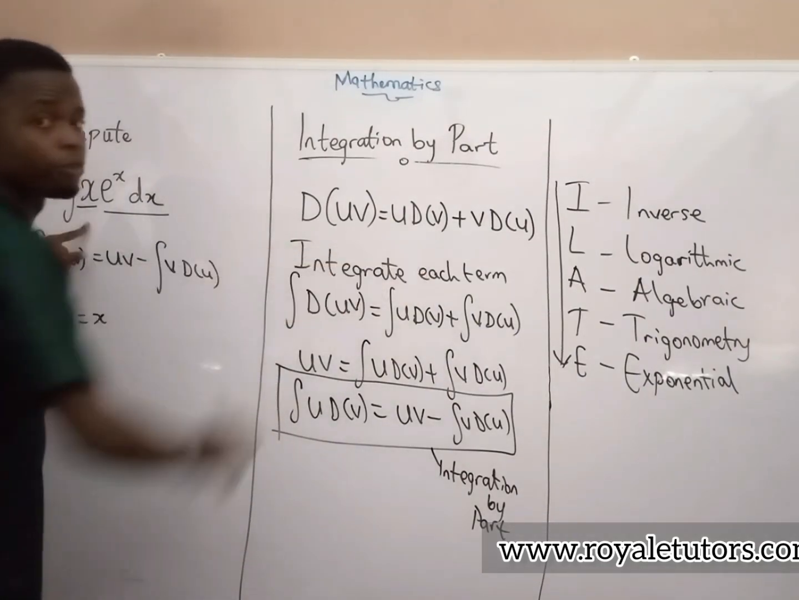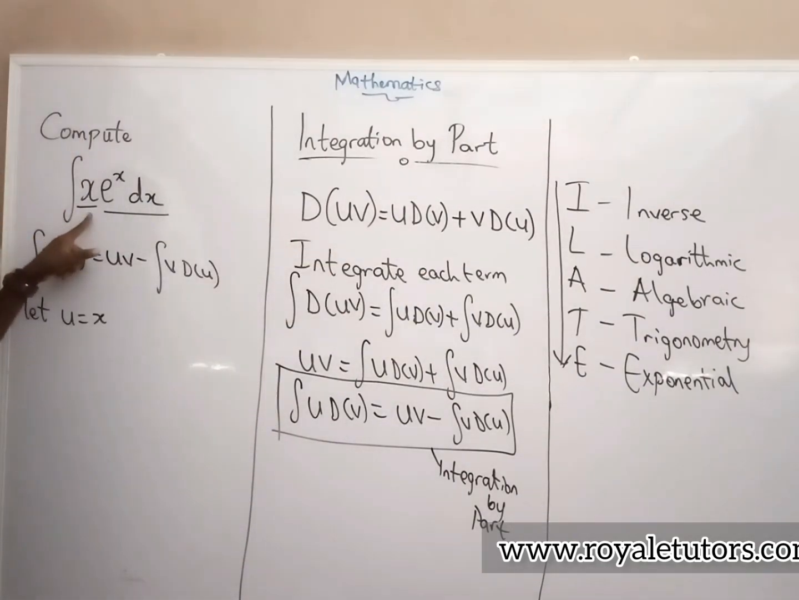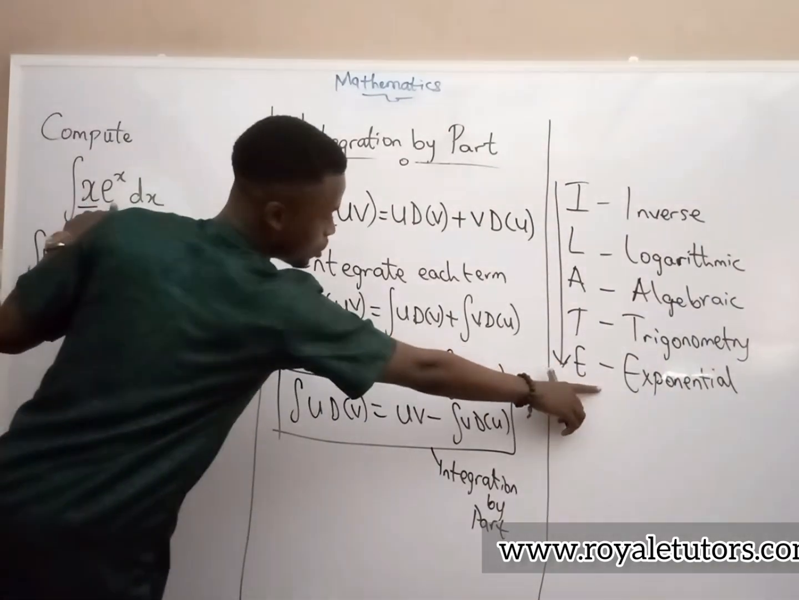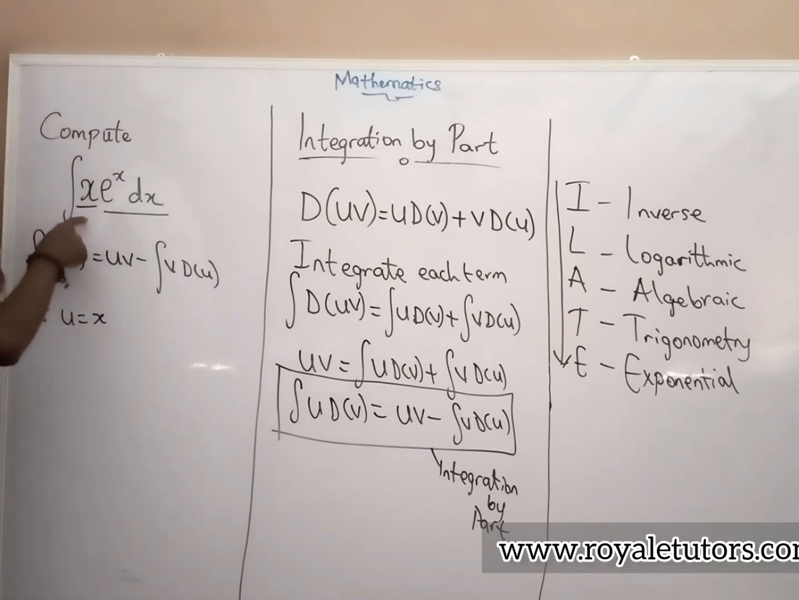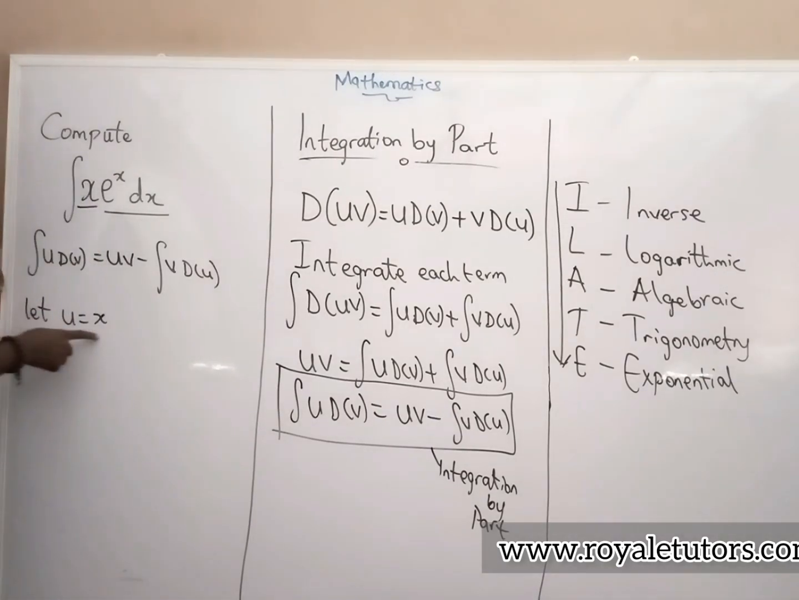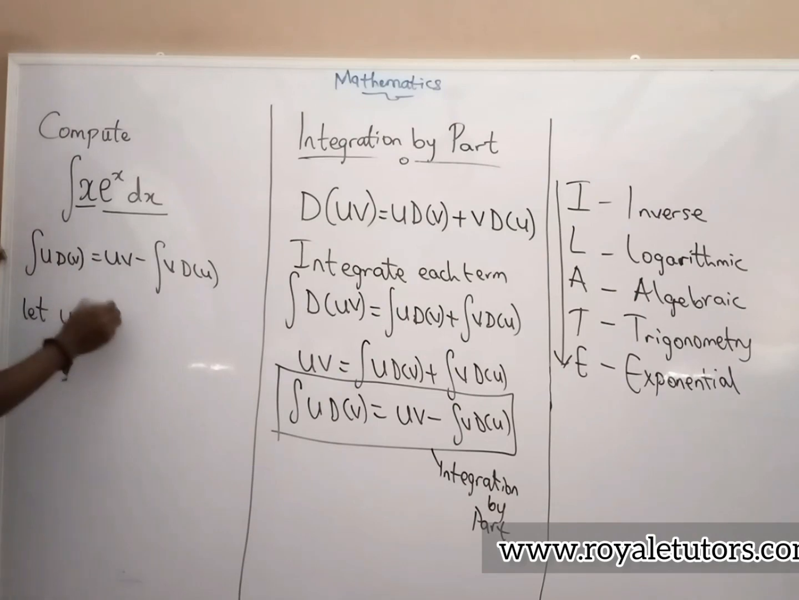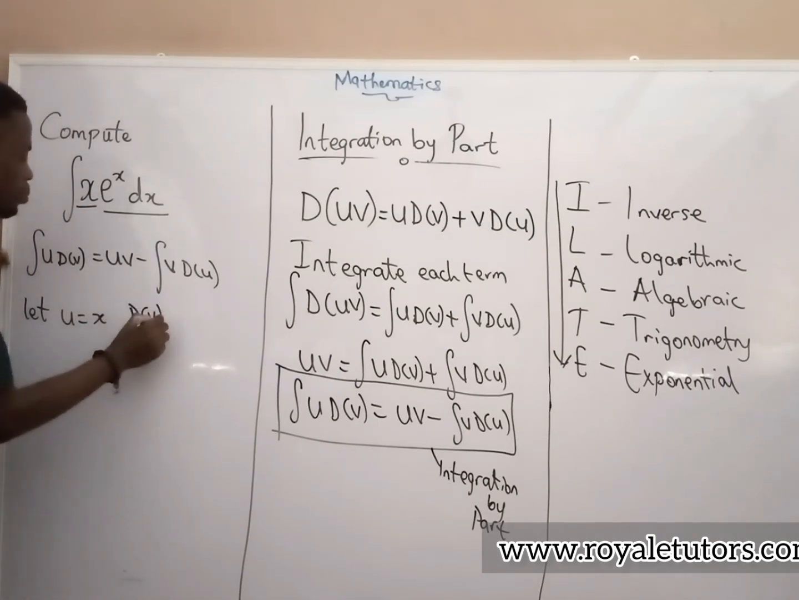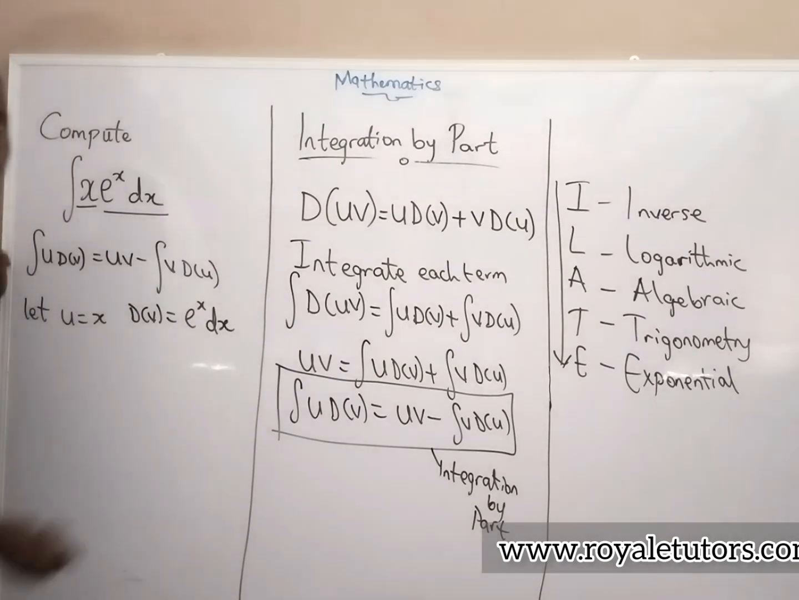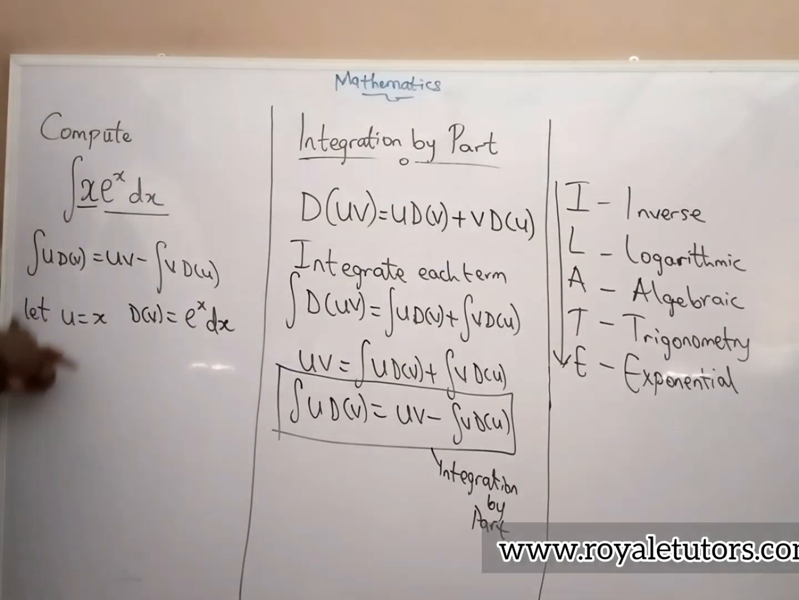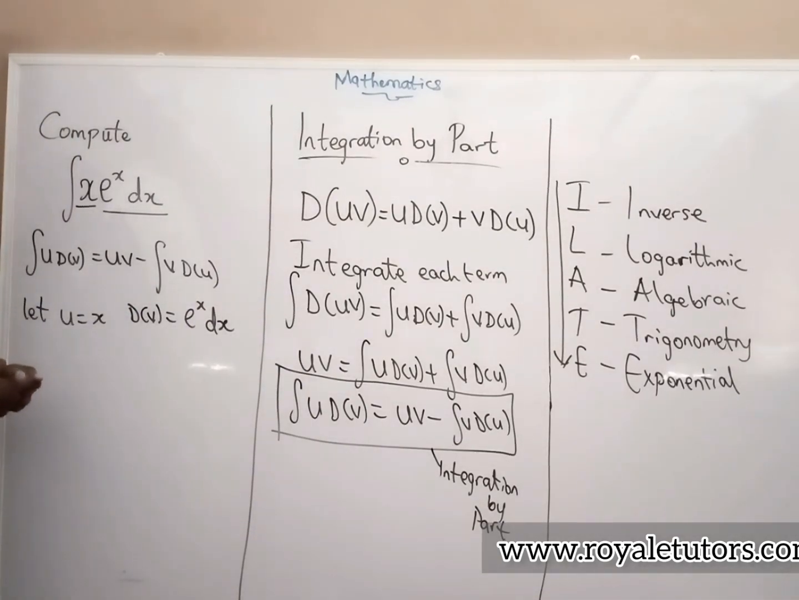Do we have an algebraic function? Yes, x is an algebraic function. And mind you, e raised to the power x is an exponential function, which is the last on the list. Because x is the algebraic function, I pick it as u, and the other one, which is v, is going to be e raised to the power of x dx.